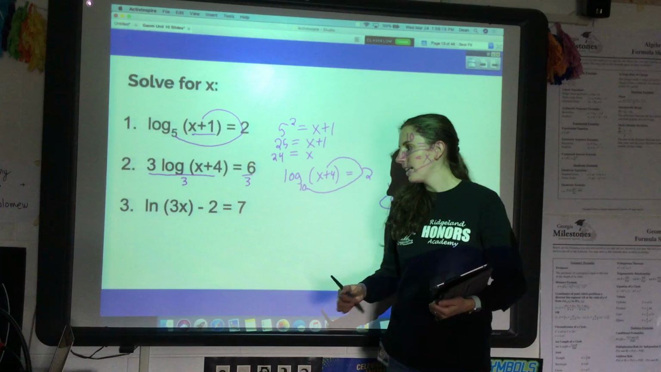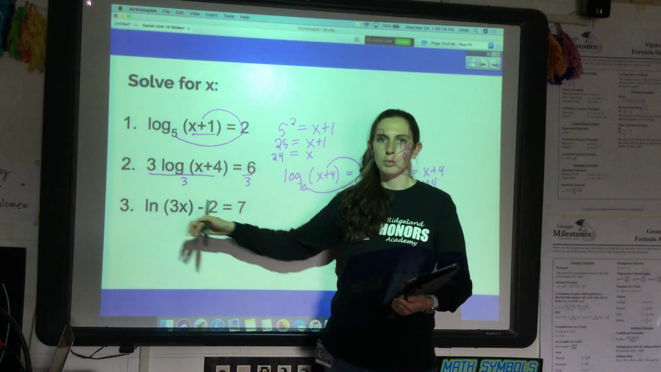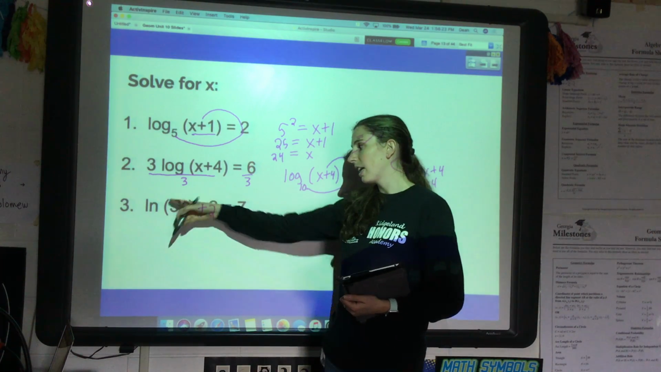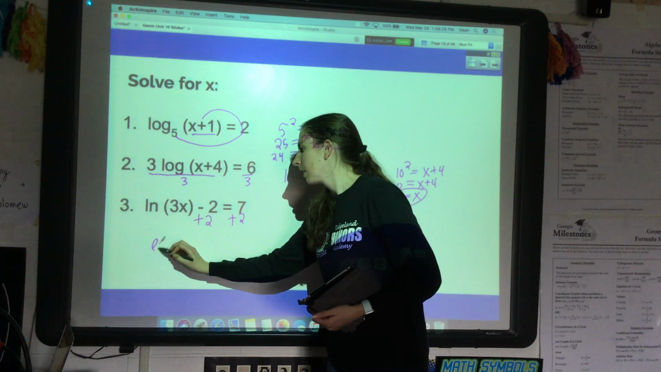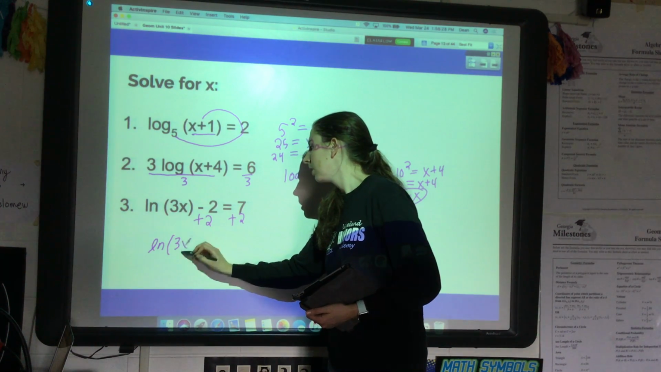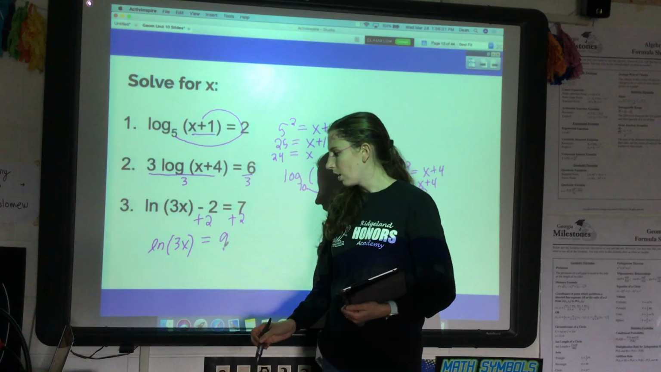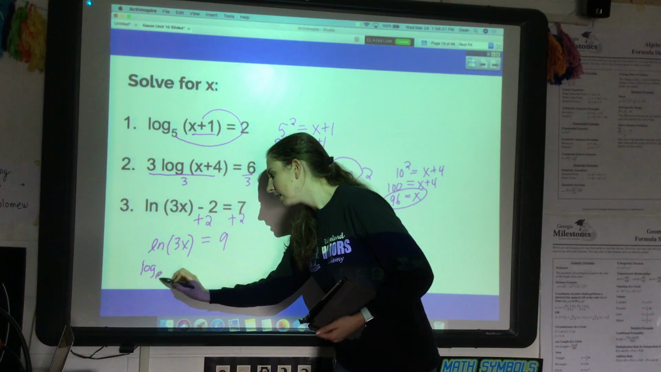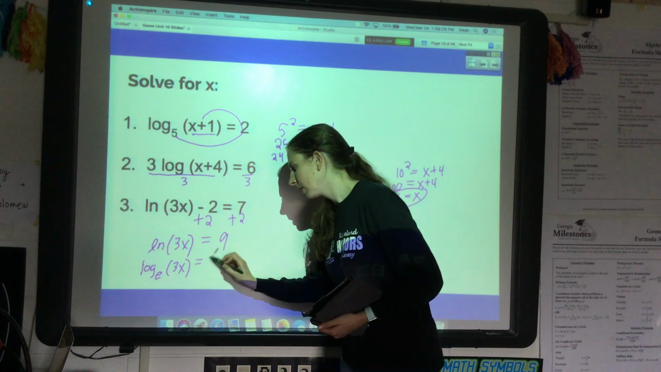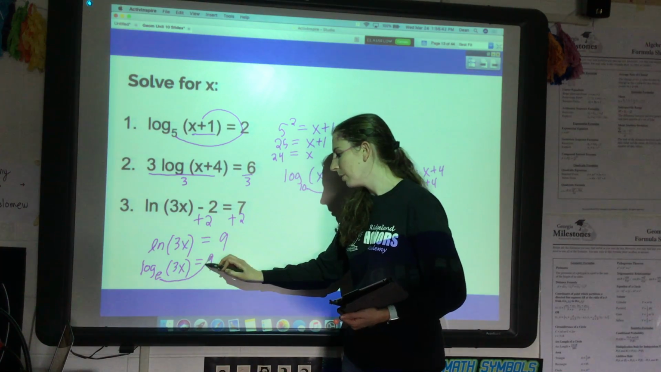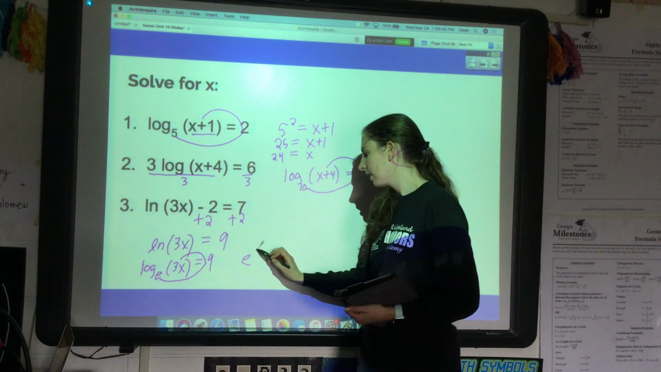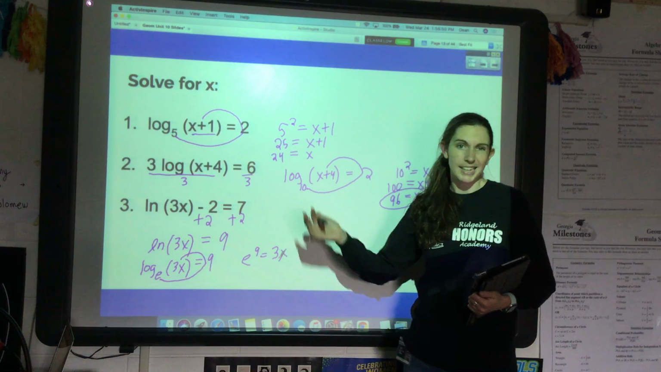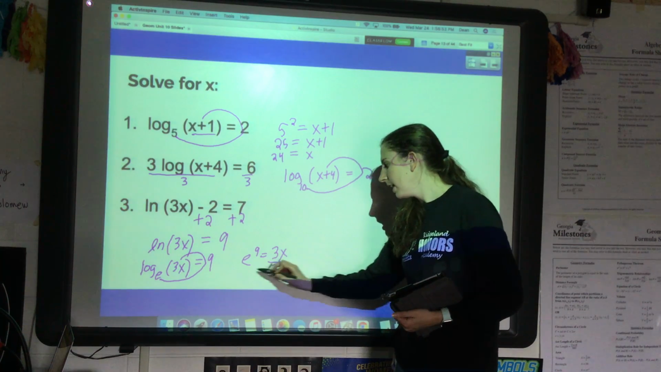On this one, again, I need to kind of get the logarithm by itself before I start trying to do the swirl. So I'm going to start by adding 2 to both sides, because that's not included in the logarithm. All right. Remember that natural log is really log base e. So this is e to the 9th power equals 3x. I could put e to the 9th in my calculator, but I'm just going to leave it as e to the 9th. And then we'll divide by 3, and that's the answer.